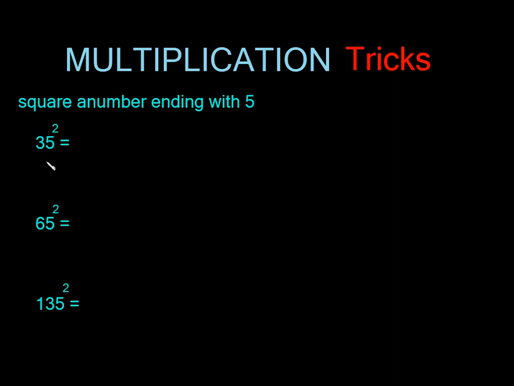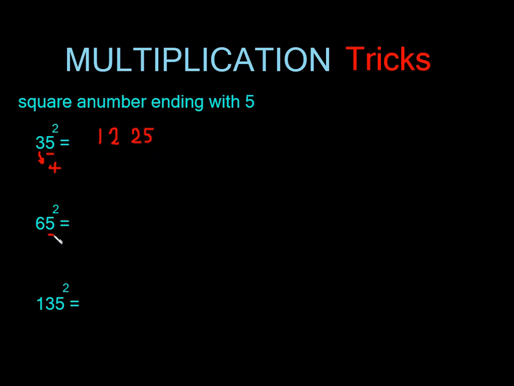The first step, we will multiply the last digit by itself. So 5 times 5 equals 25. Then go to number 3 and multiply this number by the number that comes after 3. The number that comes after 3 equals 4. So 3 times 4 equals 12. Write it here. So the answer is 1225.